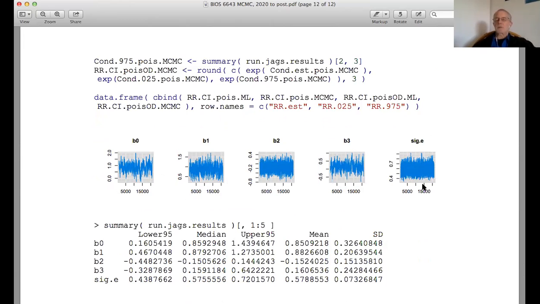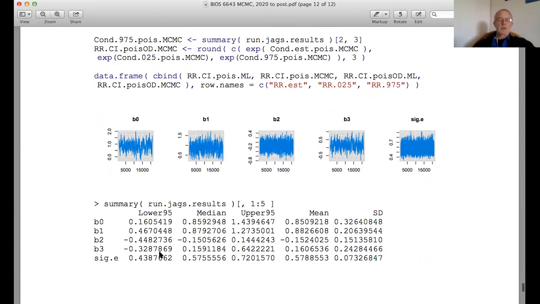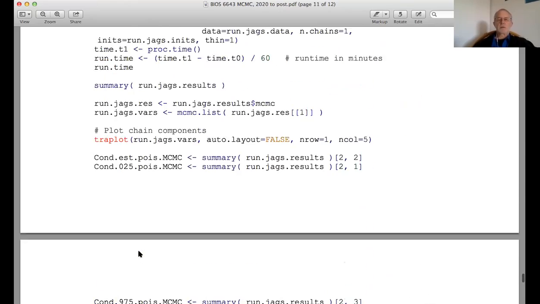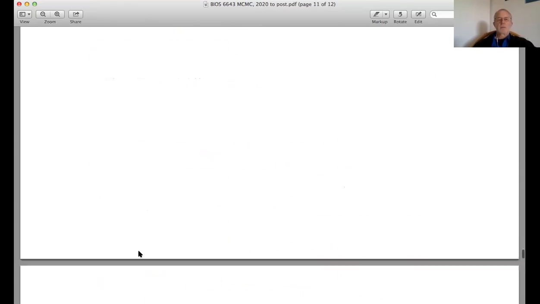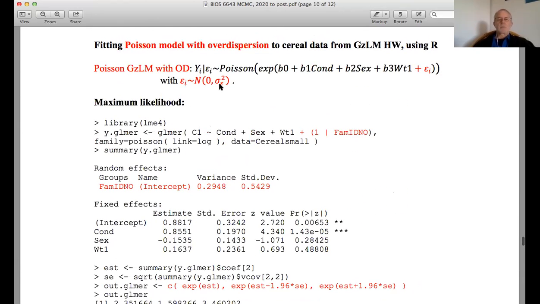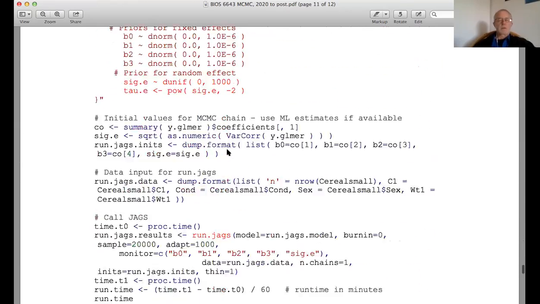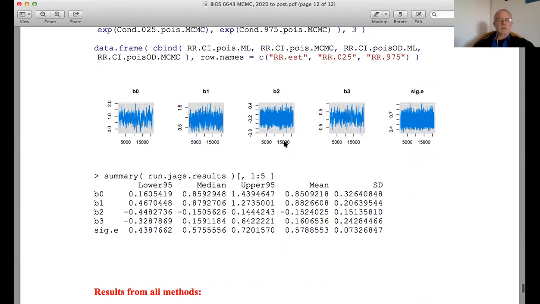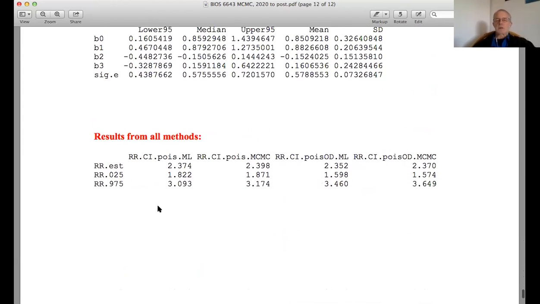Here's your output. That one looks perfectly fine. I totally trust that standard deviation estimate. Here's the lower, median, upper, mean, and standard deviation. Nice function in R to get those. So here's the 4 betas and the standard deviation. Okay. So this sigma E is the standard deviation of this normal distribution. It's sigma sub E. So we've got all our model parameters estimated. The trace plots look great. And now here's a summary of everything.